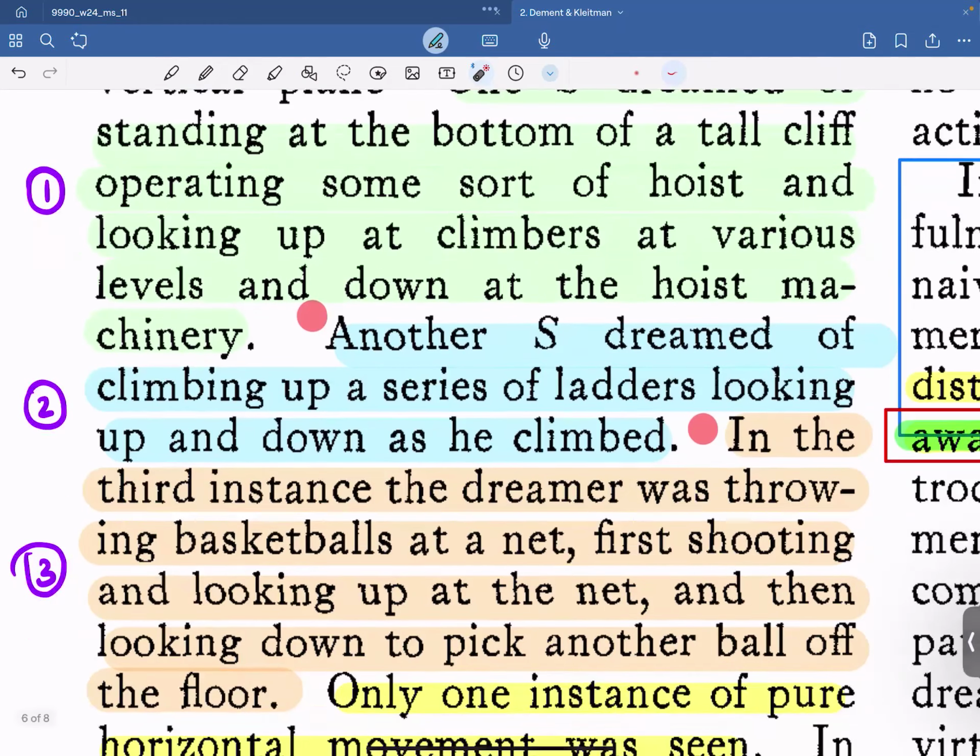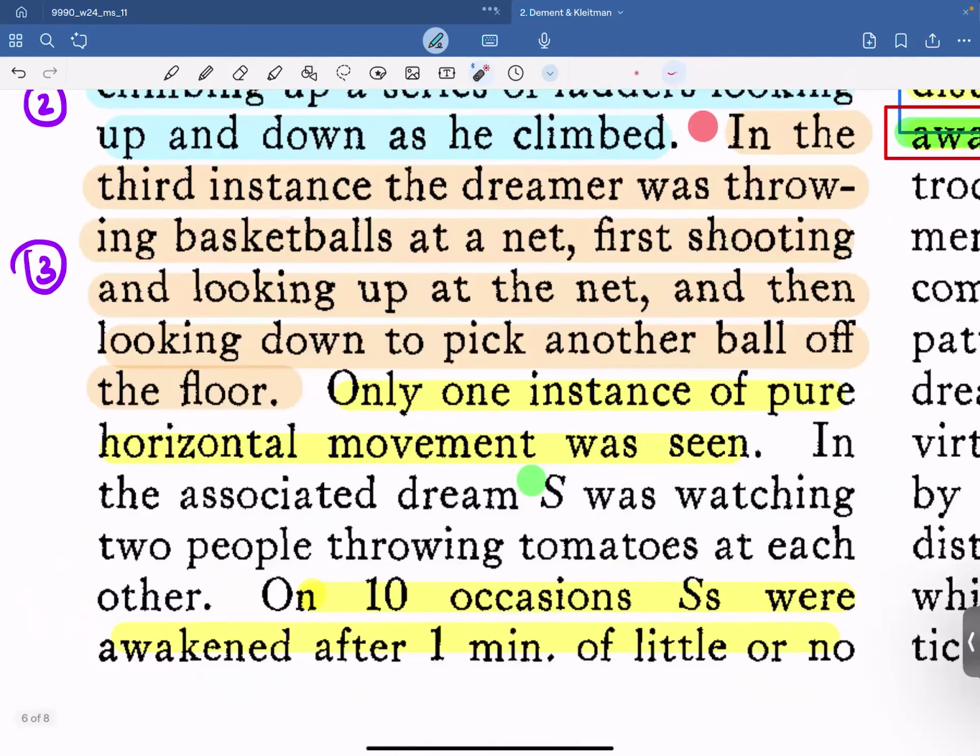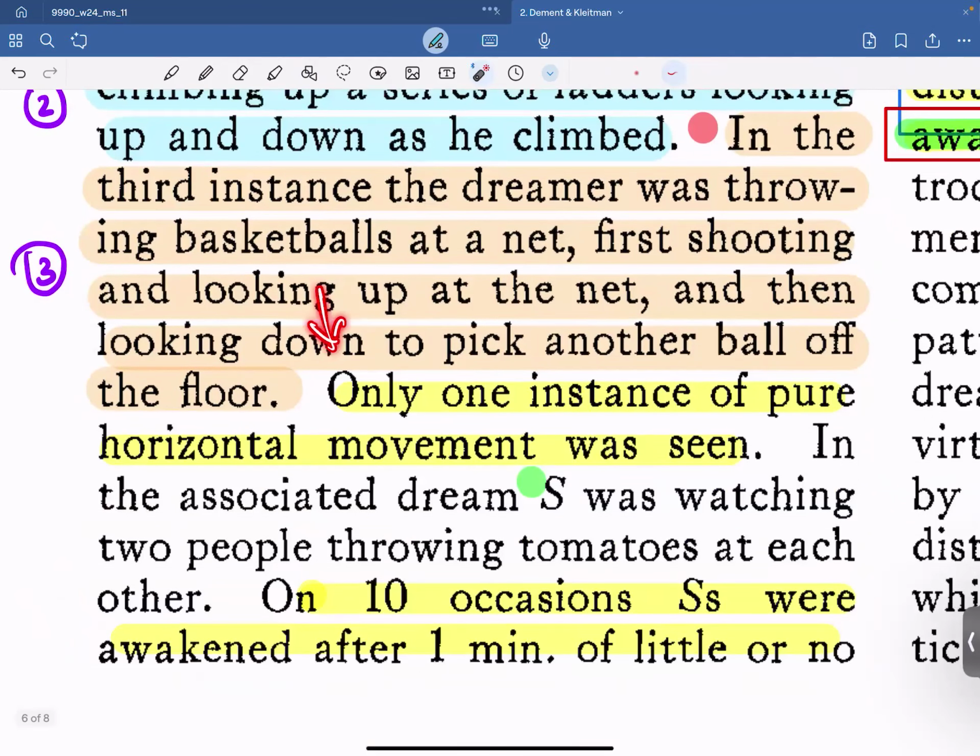Now, let's take this ahead real quick. Only one instance of pure horizontal movement was seen.